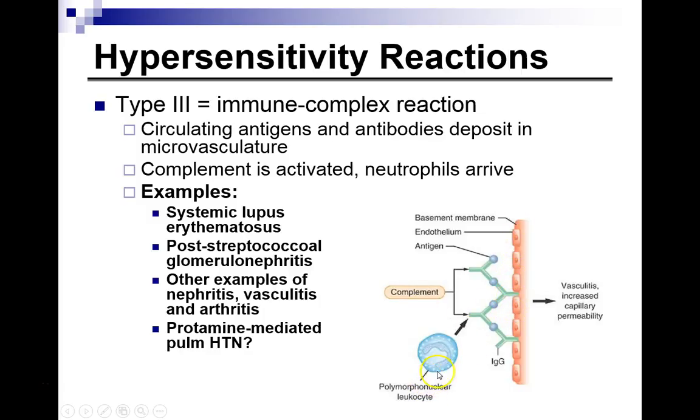Complement or neutrophils then arrive and further lead to inflammation here. This can lead to a vasculitis or increased capillary permeability. And examples of this kind of reaction include systemic lupus, post-streptococcal glomerulonephritis, and other nephritides and vasculitides and arthritis conditions. Some think that protamine-mediated pulmonary hypertension is also due to a type 3 hypersensitivity reaction.